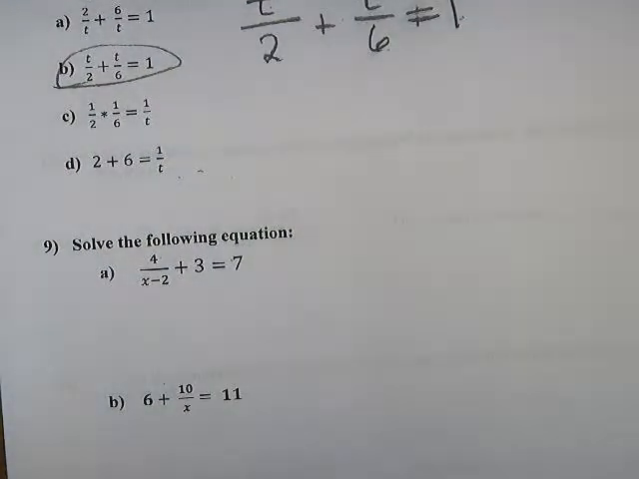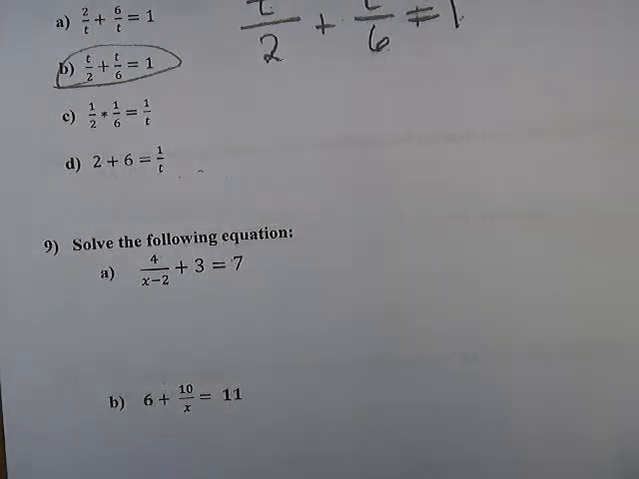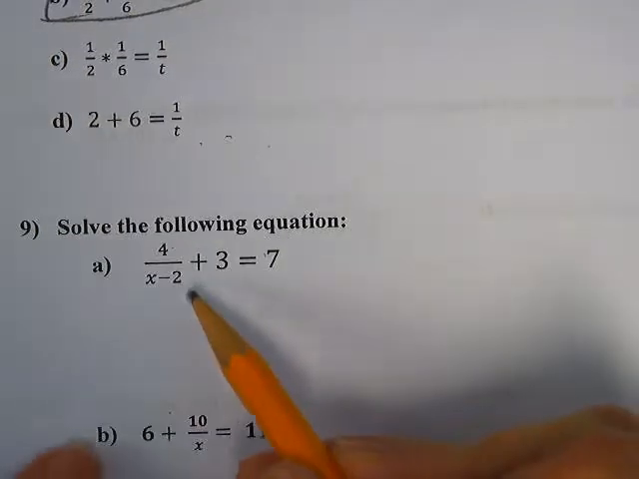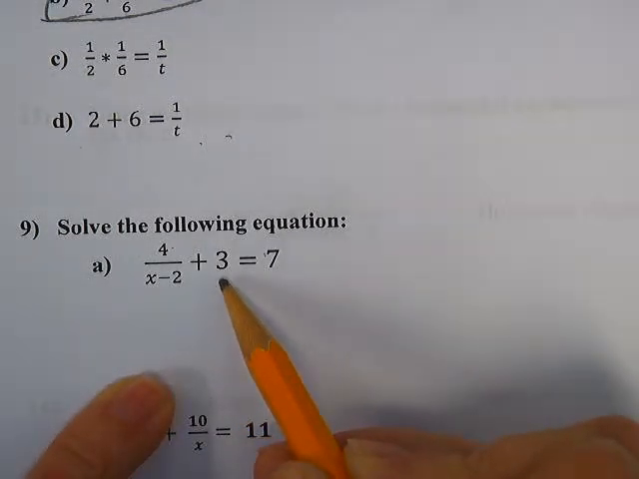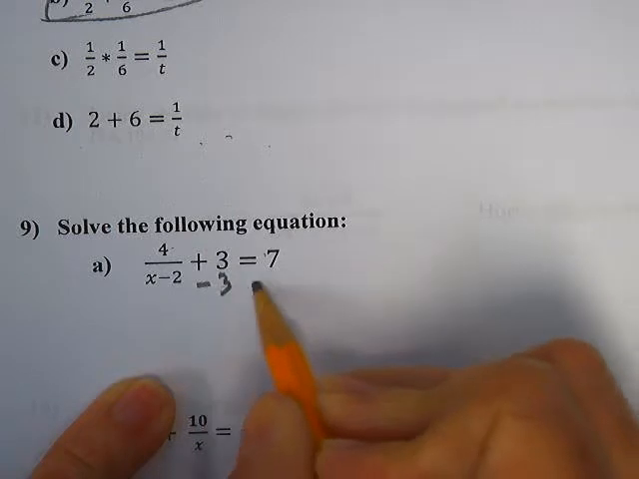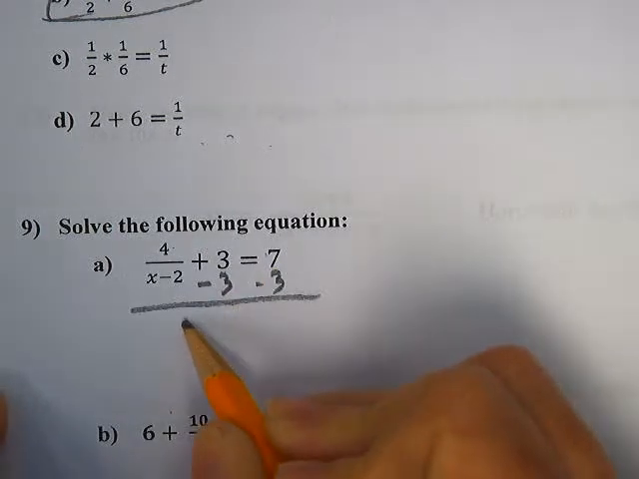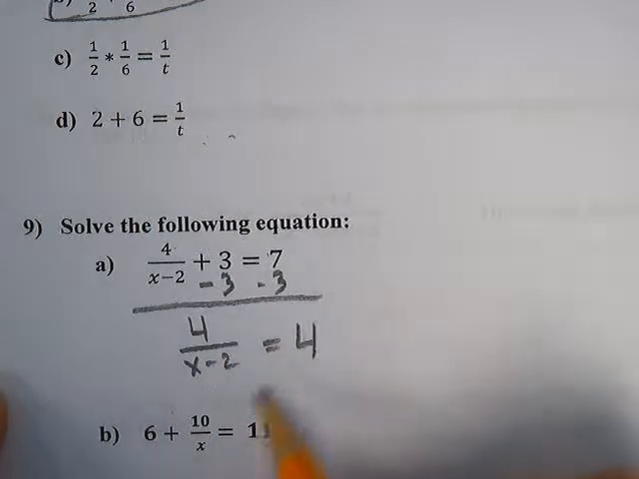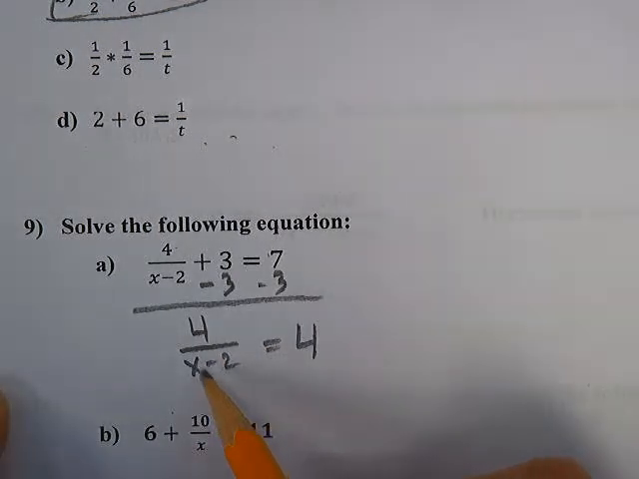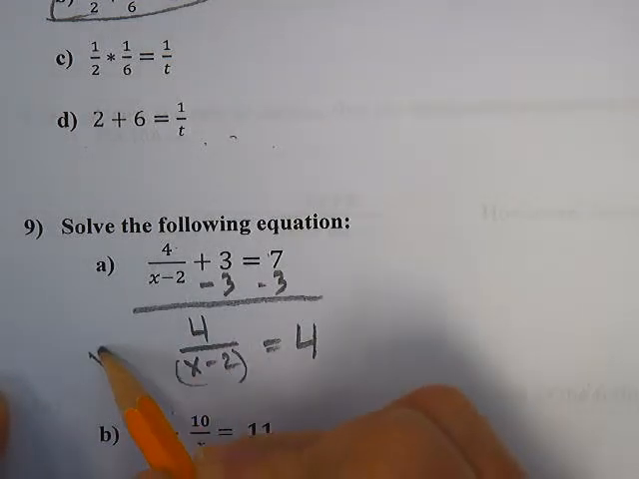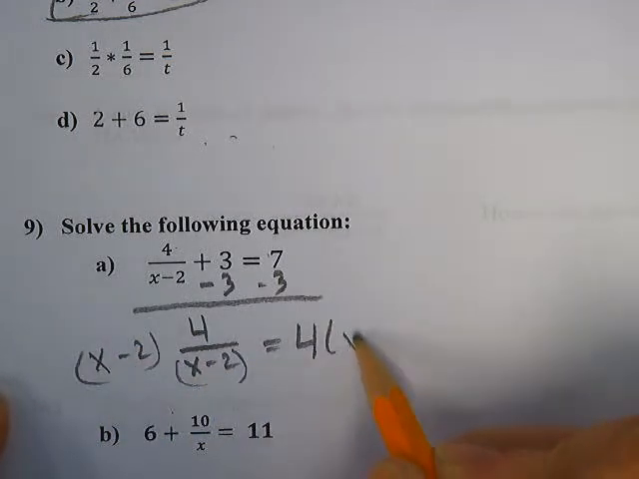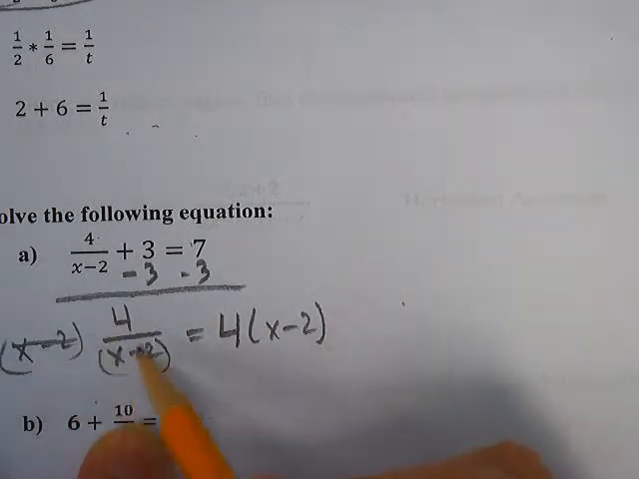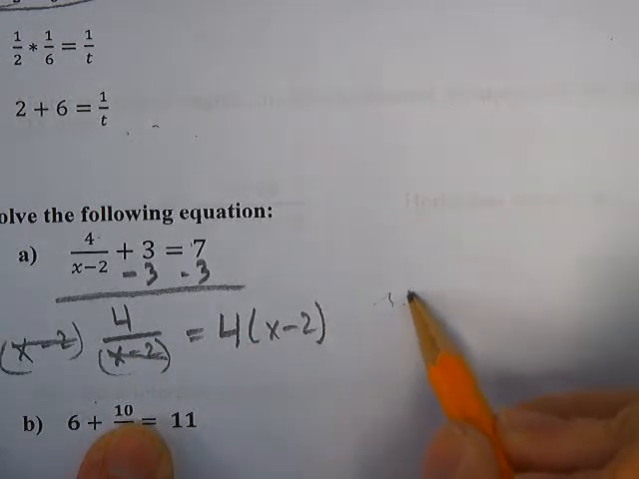Okay, problem 9. We're going to solve 3 different rational equations. First thing, we need to have the 3 to the other side, so we'll subtract 3. And we've got 4 divided by x minus 2 equals 4. And now I'm going to multiply the whole equation by the denominator. So x minus 2 times x minus 2. And I'm just going to write the answer over here. The x minus 2's cancel on the left, so I'm left with 4.